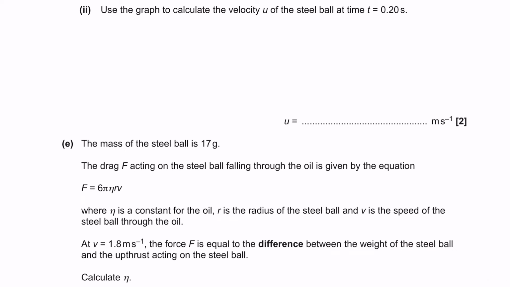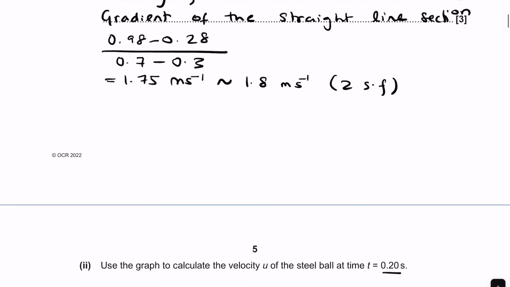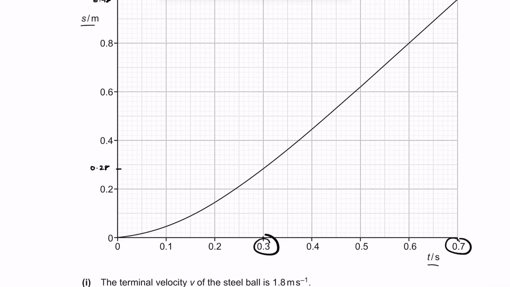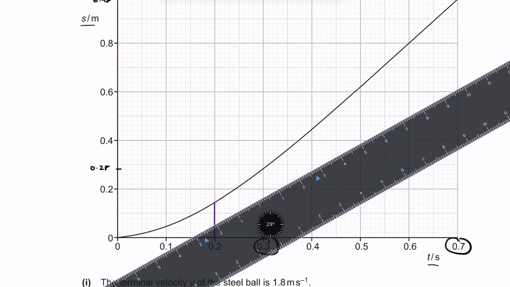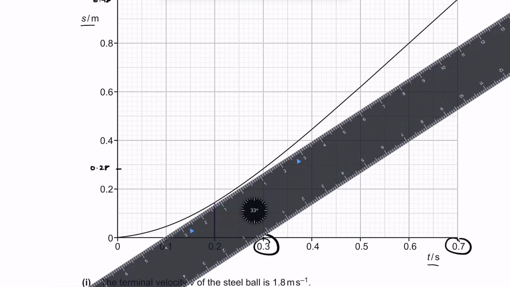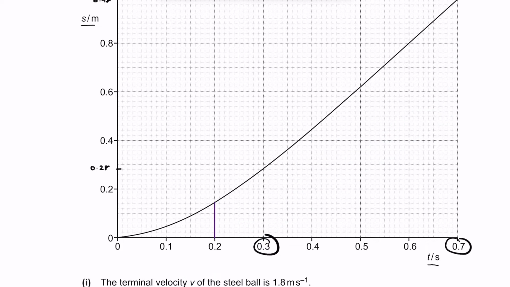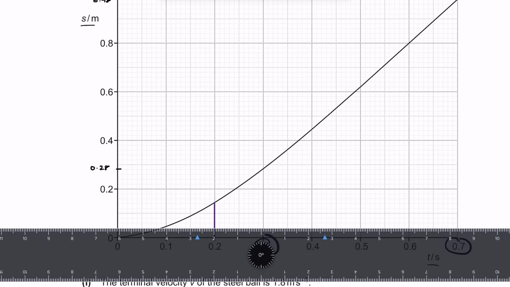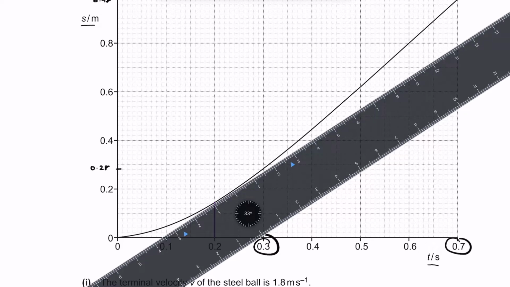It says use a graph to calculate the velocity u of the steel ball at t equals 0.2 seconds. Again, we're going to have to use the gradient. So 0.2, I'm going to do it in a different color. So 0.2 is right here. So I'm going to draw a gradient at that point. It's not going to be the best line, but hopefully it will do. Alright, cool. So I am going to do a full stretch. There we go.